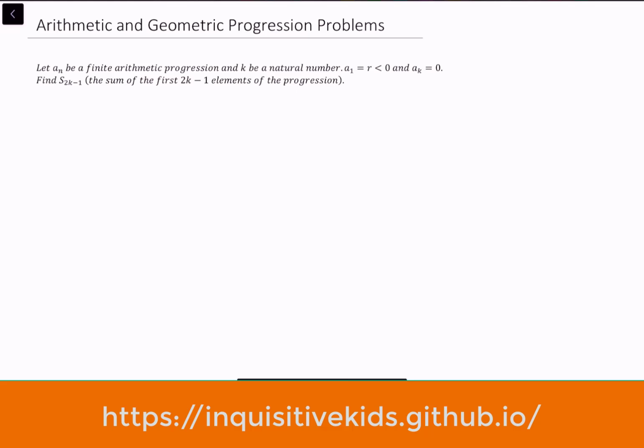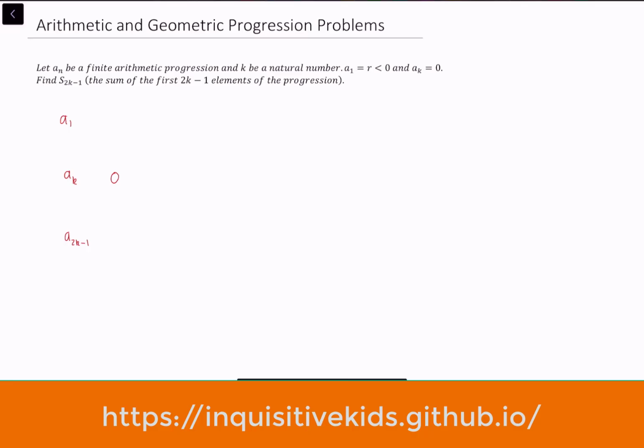Let's write out what we know so far. We know we have a1, ak, and a2k minus 1. We know that a sub k is 0. How can we try to express the values of a sub 1 and a sub 2k minus 1 based off of this a sub k?